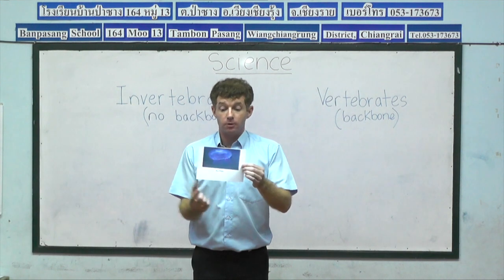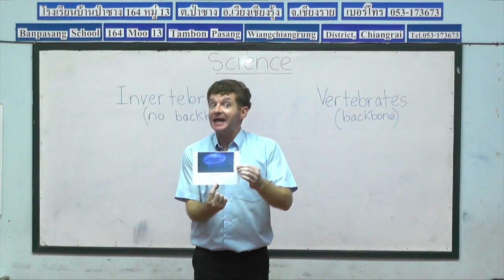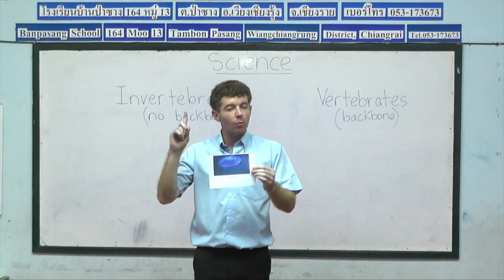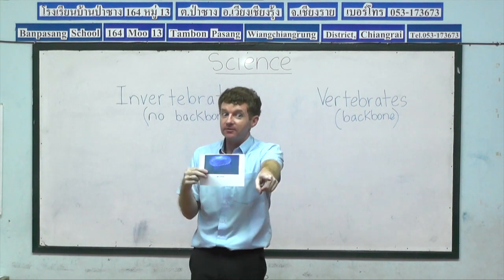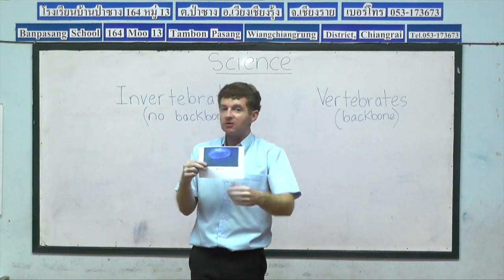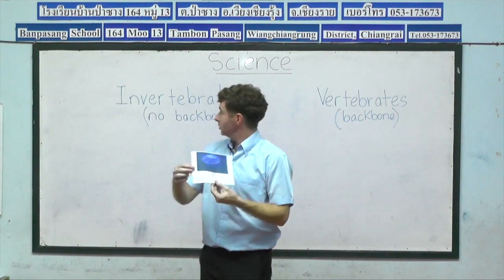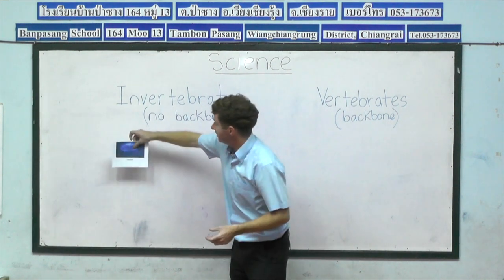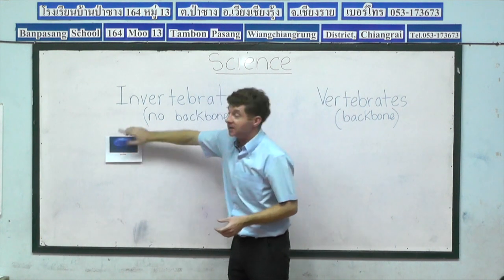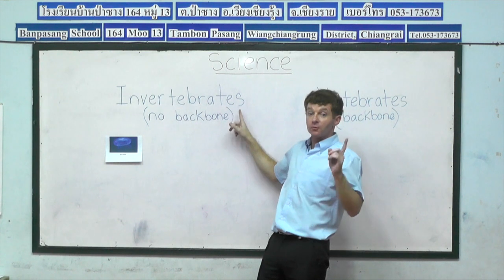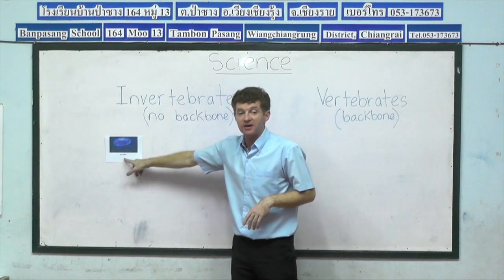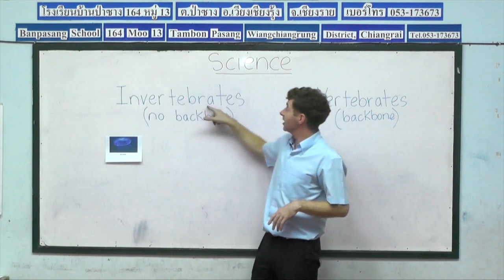What animal can you see, guys? Jellyfish. Now think of the word jelly. Jelly is very soft and squishy. Jellyfish, no backbone. So we will place jellyfish in the invertebrates column. Okay? So all together, jellyfish. Invertebrate.